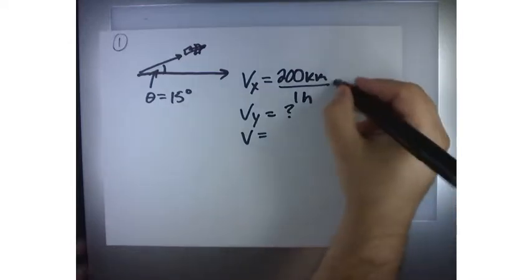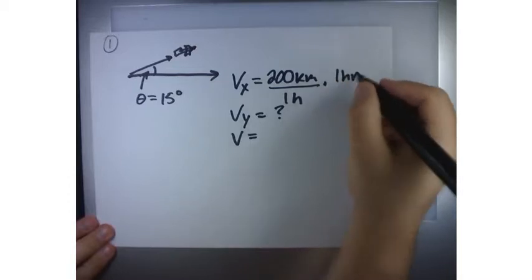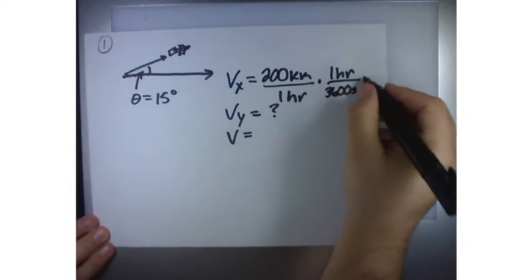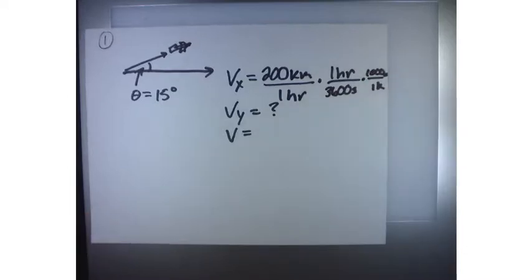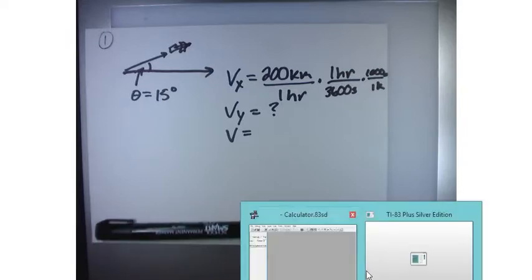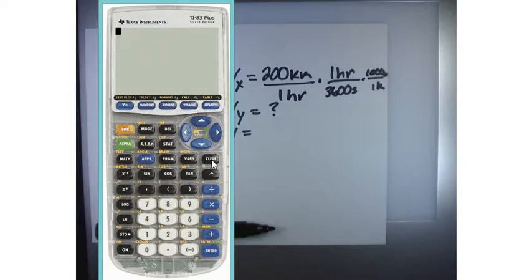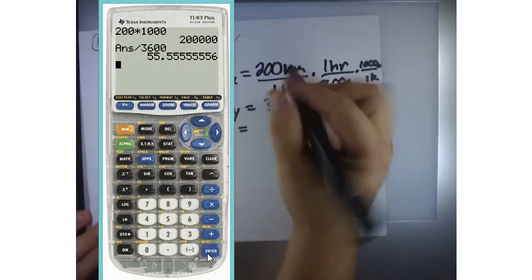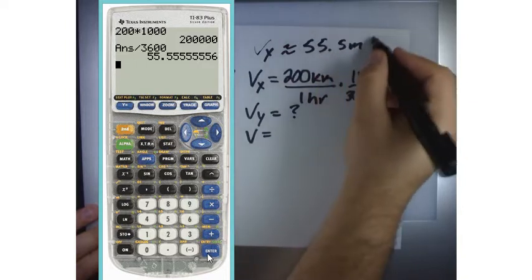First, I've got to convert V sub x into meters per second. I know that in 1 hour there are 3,600 seconds, and in 1 kilometer there are 1,000 meters. So on my calculator I take 200 times 1,000, that's the numerator of the fraction, and then I divide that by 3,600. You guys know where I'm getting the numbers from, right? So my V sub x is about 55.5 meters per second.